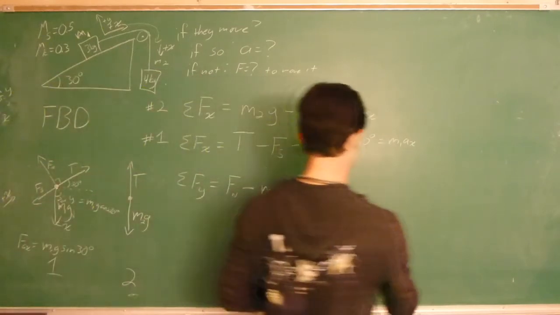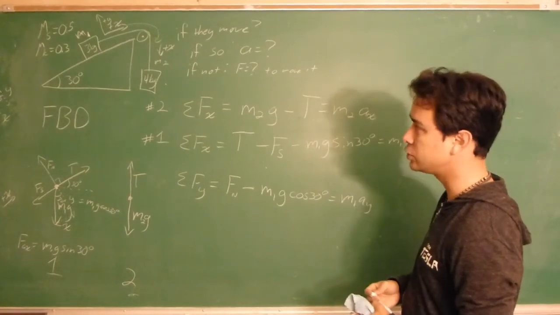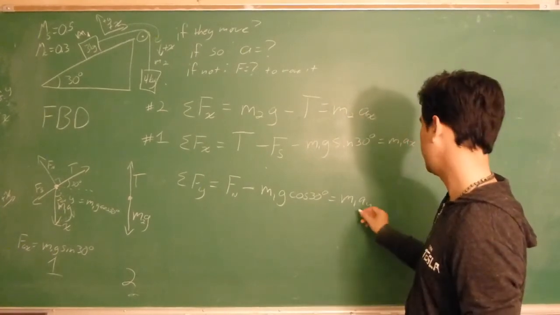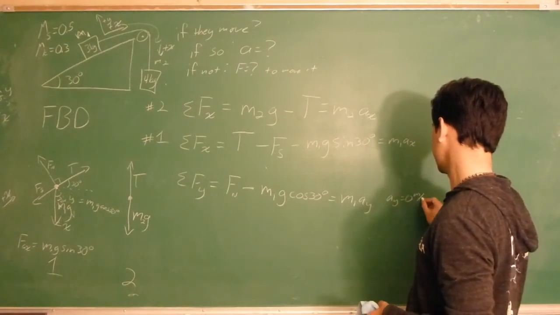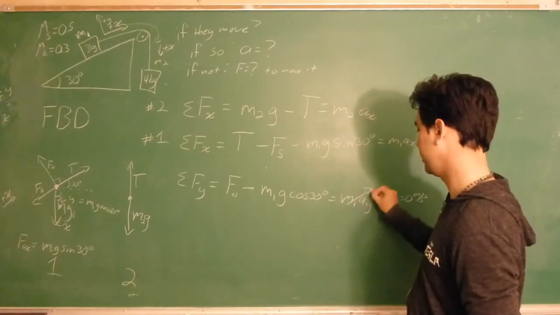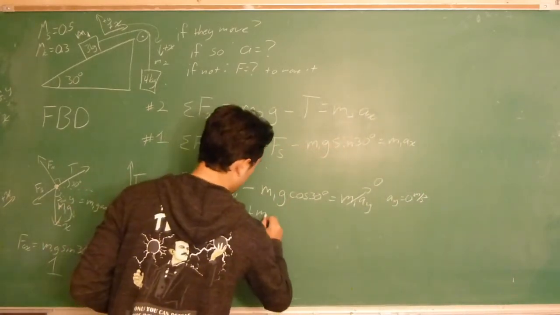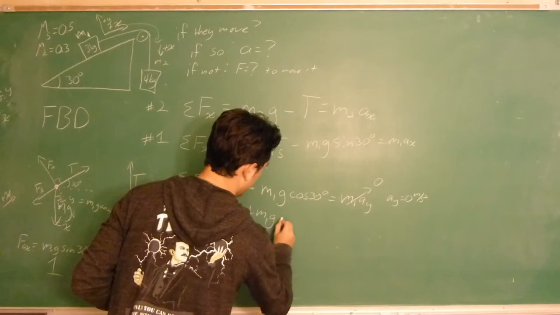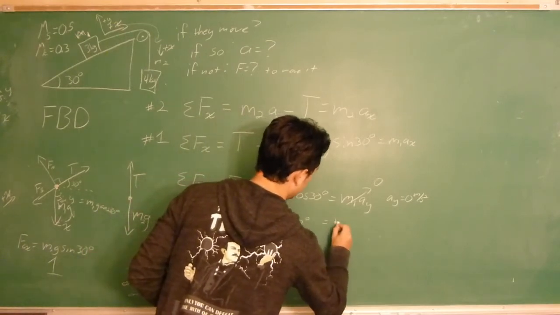So my acceleration in the y, because my 3 kilogram mass is not sinking into the plane or jumping up off of it, my acceleration in the y equals 0 meters per second squared, which means this whole thing goes to 0, and then I can add mass 1 times gravity times cosine of 30 degrees to both sides.